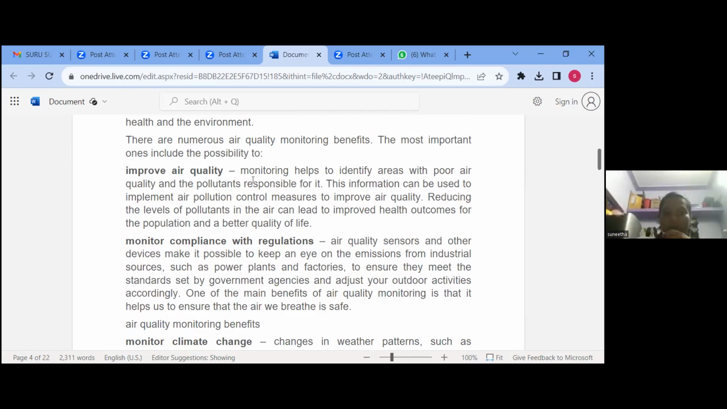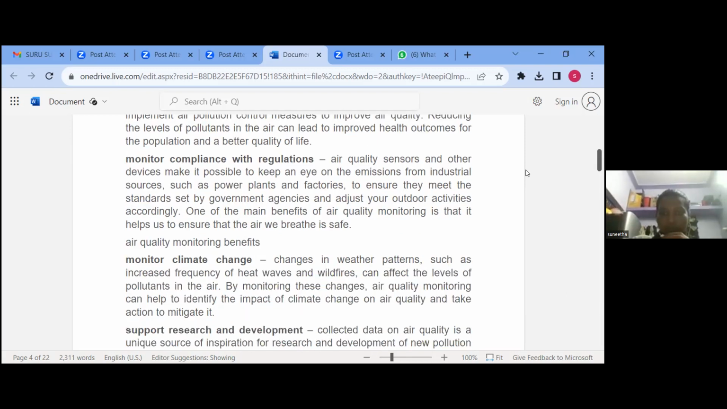Monitor compliance with regulations. Air quality sensors and other devices make it possible to keep an eye on emissions from industrial sources such as power plants and factories, to ensure they meet the standards set by government agencies, and to adjust your outdoor activities accordingly. One of the main benefits of air quality monitoring is that it helps us to ensure that the air we breathe is safe.